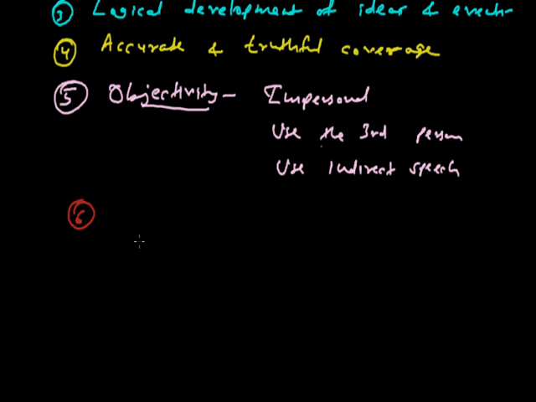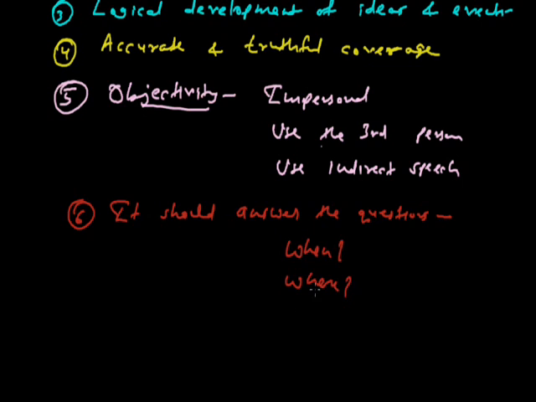Okay. Sixth point, it should answer the questions when, where, why, and how. So you have to describe when the event took place or when the incident happened, where it happened, why it happened, how it took place, how things went on in it. So you have to describe everything. Okay, so your report should answer the following questions: when, where, why, and how.